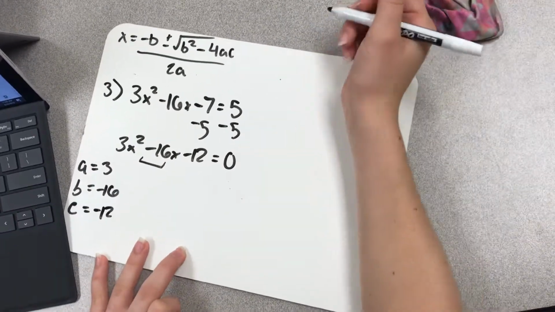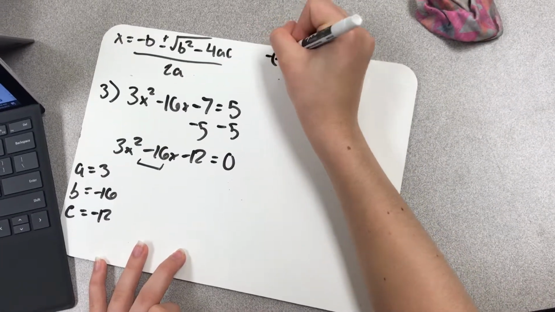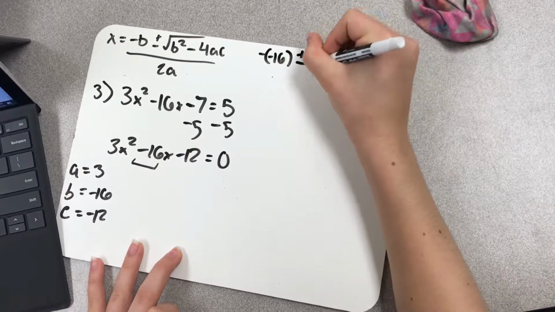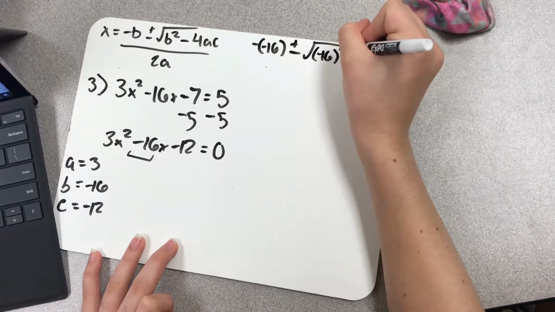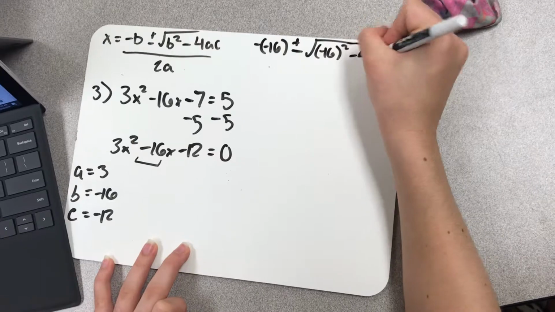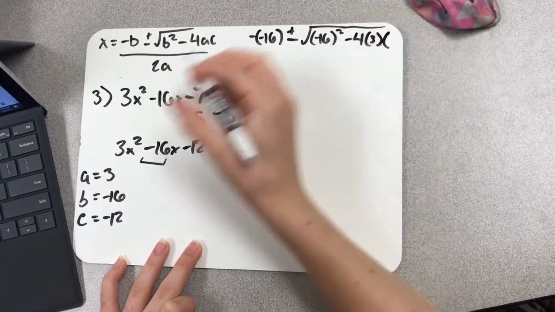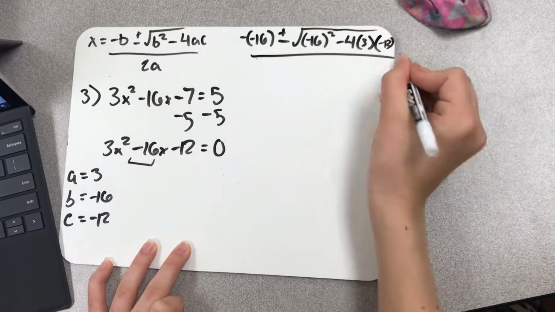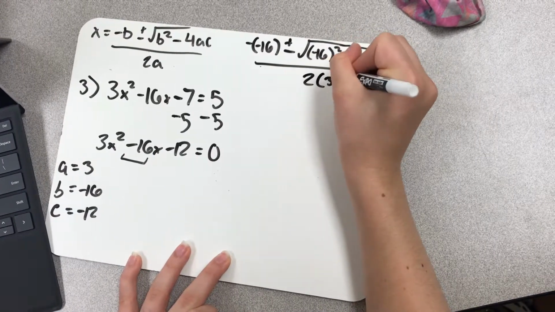Now we have to plug them into the equation. The first one is negative 16 plus or minus the square root of negative 16 to the second minus 4 times 3 times negative 12. All of this is divided over 2 times 3.